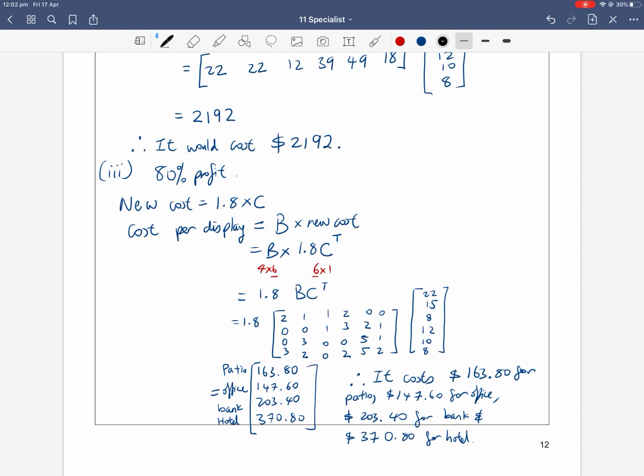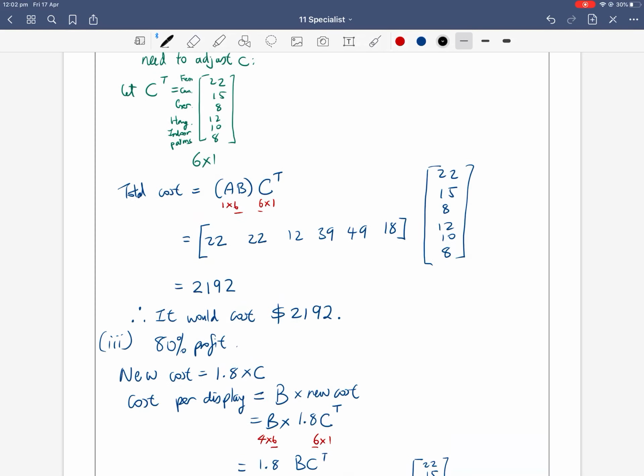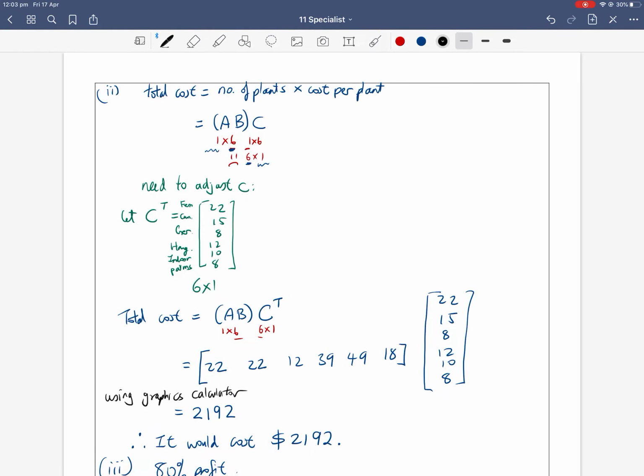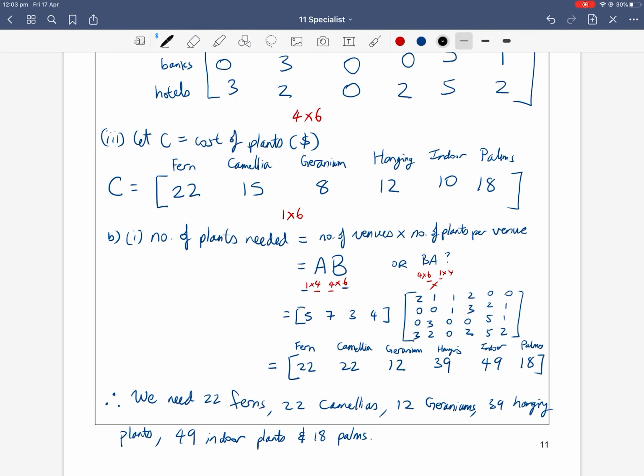And because I used a graphics calculator, I should go back and write in that I used a graphics calculator. So using graphics calculator, just to let the reader know I used a graphics calculator, and I used a graphics calculator up here as well. So using graphics calculator, and I used a graphics calculator back over here as well. So using graphics calculator.